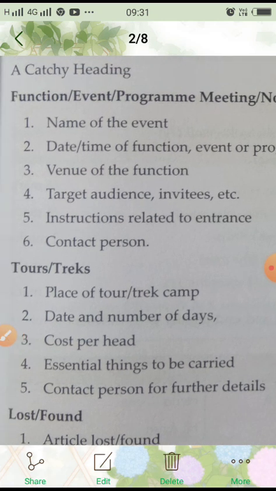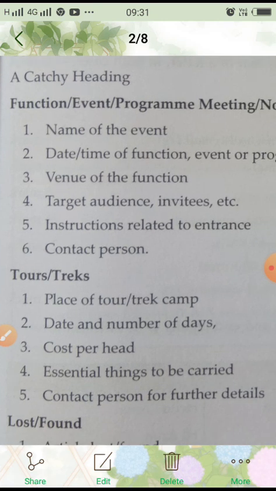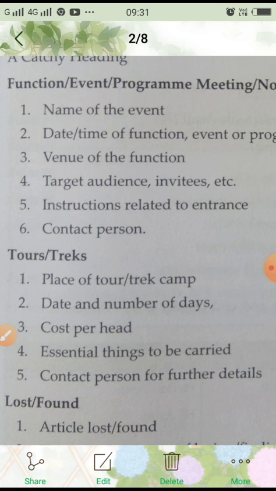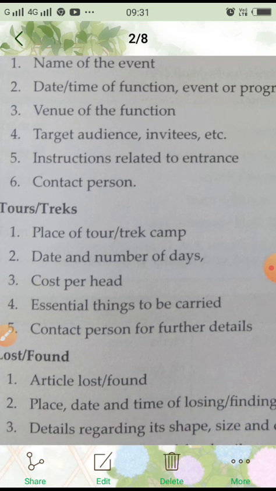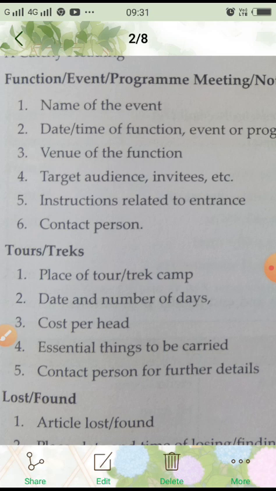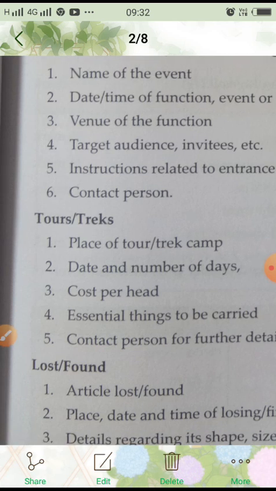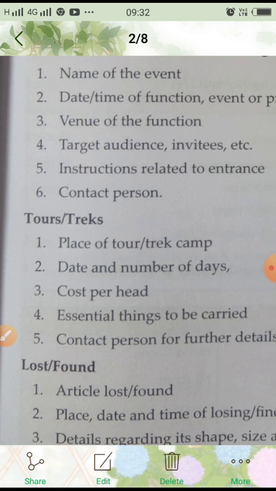And then the fifth point is instruction related to entrance, that is, if there is any very important point, any instruction related to the entrance or taking part in the program, that can be given and has to be mentioned. And then the sixth point is contact person, that is, to whom to contact. If you want to take part in this, please give your name to Sir Nitesh Rawal, or to the librarian Sir Vineet. So in this way.